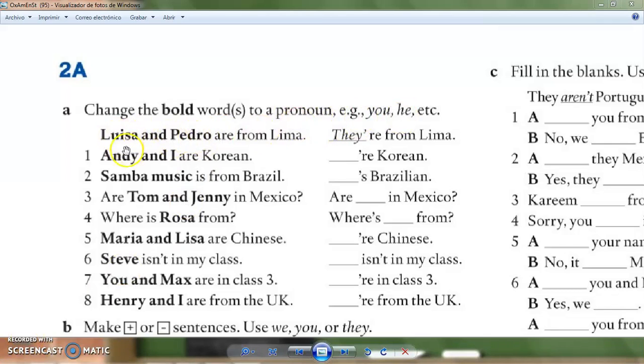On page 95, you're going to complete the sentences using the pronoun. You're going to read the subject and you're going to come with the pronoun. Luis and Pedro are from Lima. They're from Lima. Andy and I, I'm including myself in the sentence. What am I going to say if I'm included? What is the pronoun for that? And you're going to complete that.